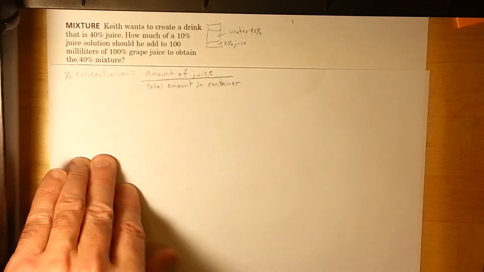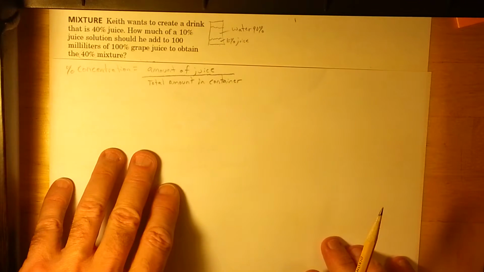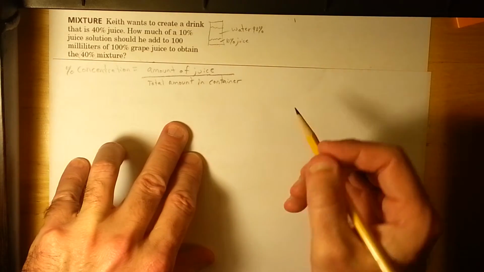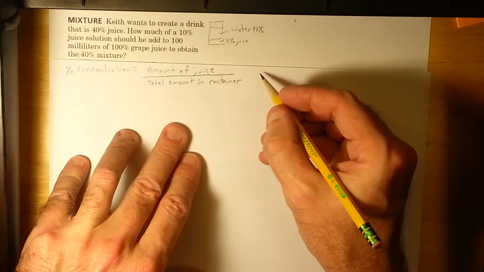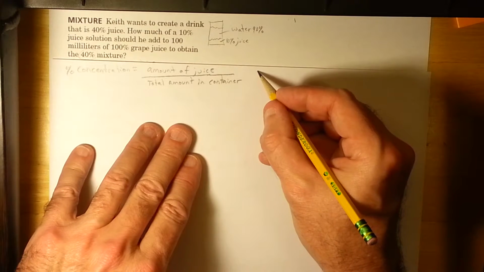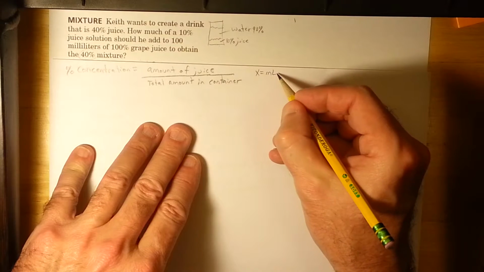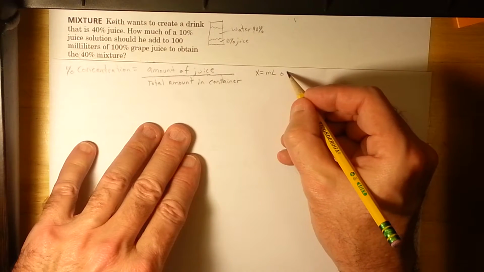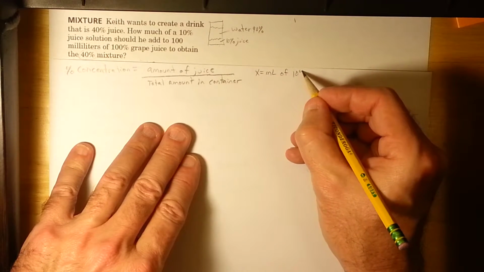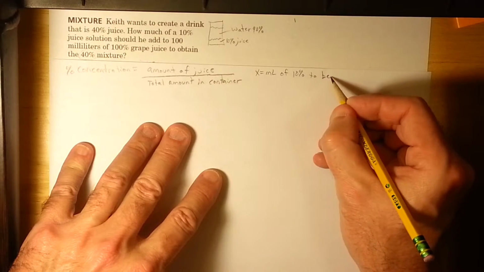Alright. Let's see if I have a good pencil here. Yes, sirree. Alright. So why don't we just set up some variables? What do we want to find? We want to find the milliliters of 10% juice added. So let's call that X. X equals milliliters of the 10% whatever to be added.